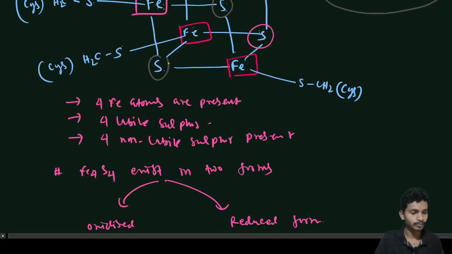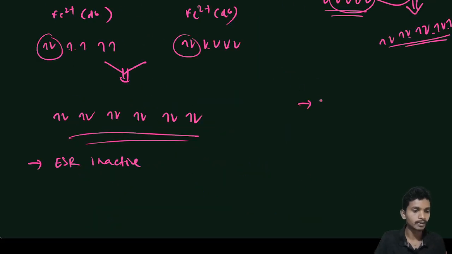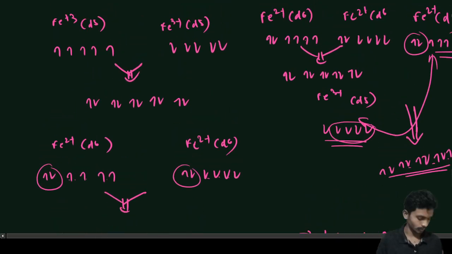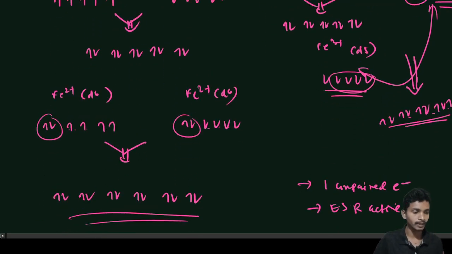So here 1 is remain unpaired. 1 unpaired electron you will get. So I can write 1 unpaired electron. So this is ESR active. Okay, so this is the structure of Fe4S4 type. Now next we will discuss the third type.